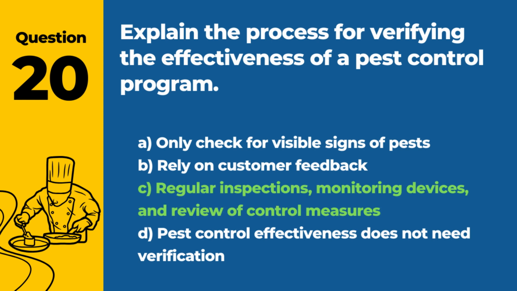Answer C. Regular inspections, monitoring devices, and review of control measures. Verifying the effectiveness of a pest control program involves conducting regular inspections, using monitoring devices to detect pest activity, and reviewing control measures to ensure they are effective and being properly implemented.